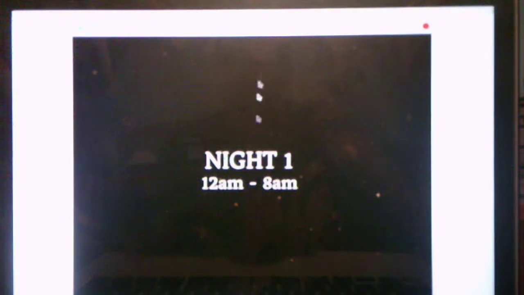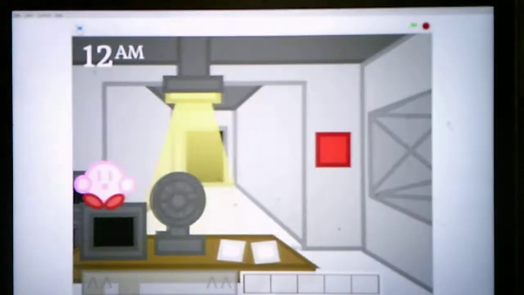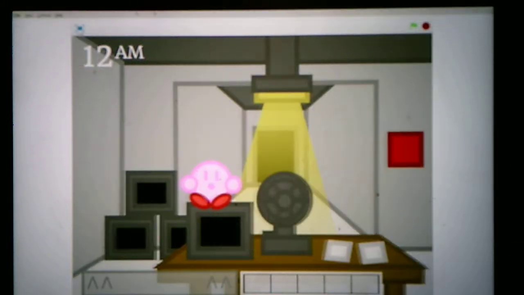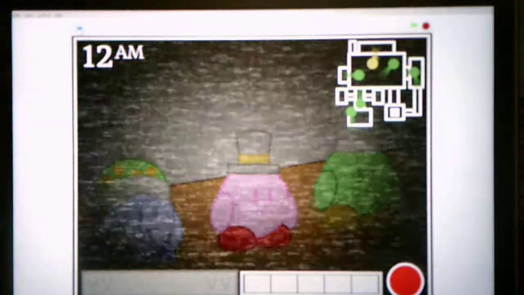Alright, so without further ado, we will take on night 1 from 12 a.m. to 8 a.m. This reminds me of Five Nights at Smash Bros., where we had to go till 7 a.m. instead of 6 a.m. We have Kirby cameras, check it out.